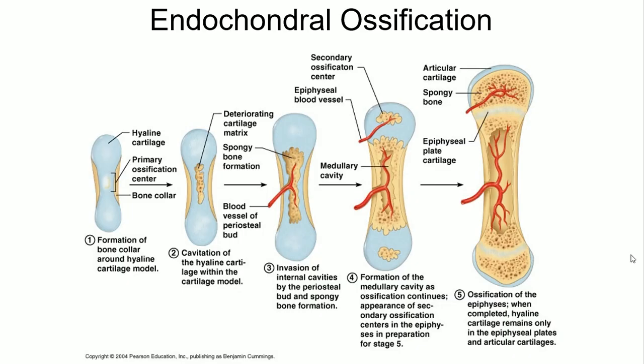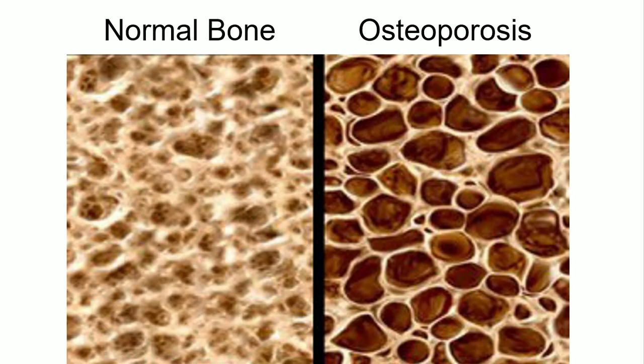Quick and easy explanation. All right, so here we have a normal bone versus a bone that's got osteoporosis. So here we're getting into bone disorders. There is a law called Wolff's Law that states that bone adapts to the stress that you put on it. So if you use it, it strengthens.